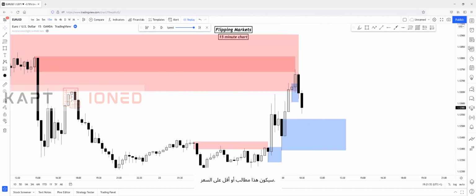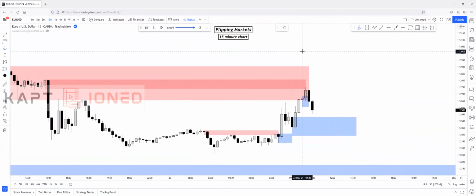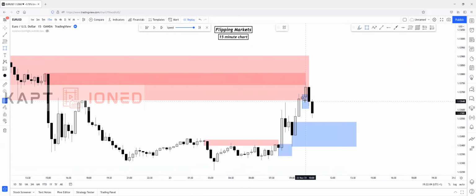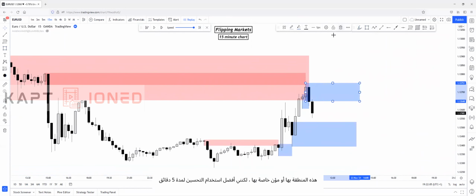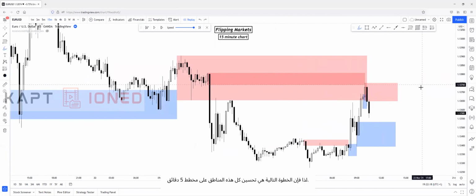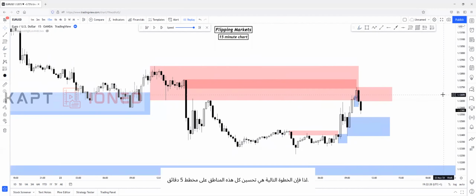So I will just mark this demand zone out. This will be our last demand zone, and price actually changed character here and broke the last demand zone. So we will have a new supply zone. Actually, I can just mark out this zone as our supply zone, but I will rather use the 5-minute refinement instead, because this is also a really huge zone. And this zone is also inside of the demand zone.